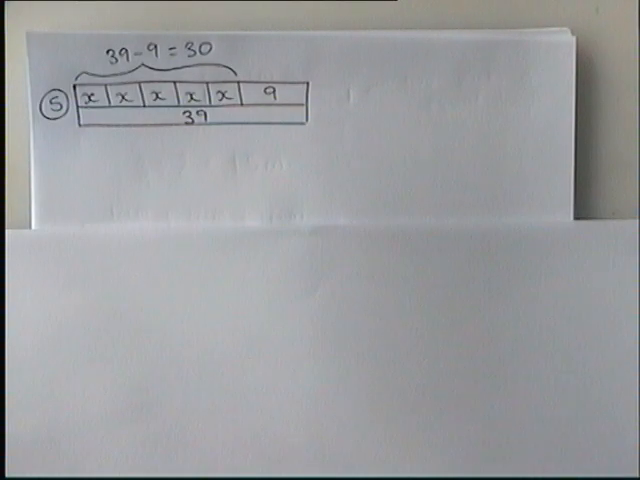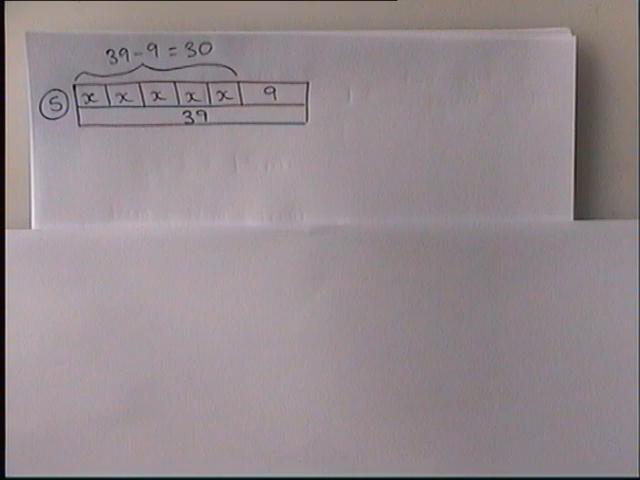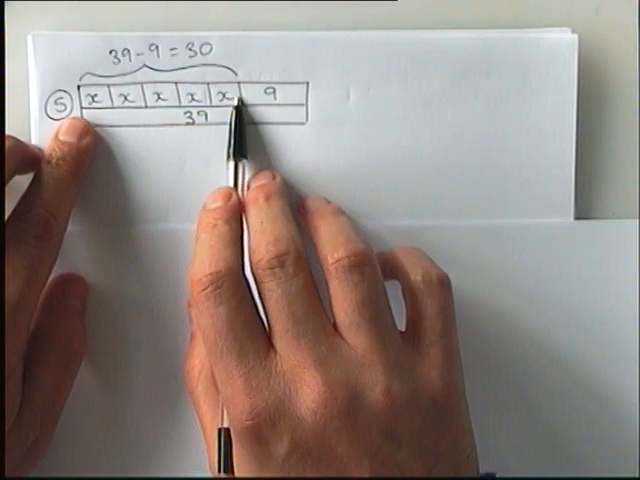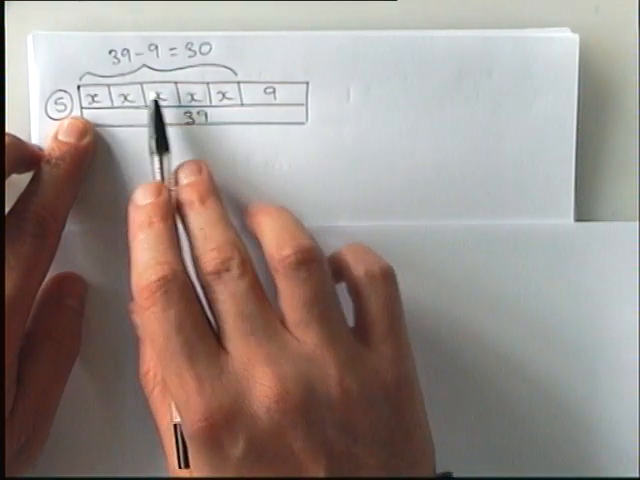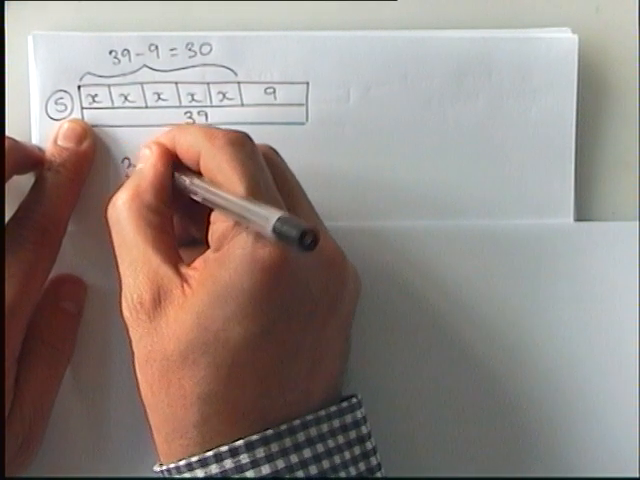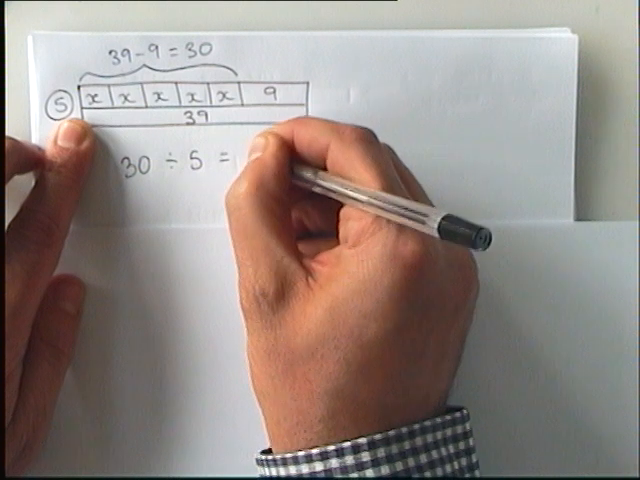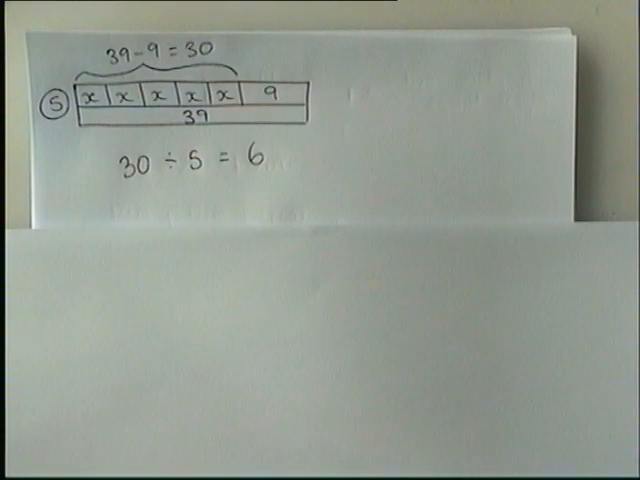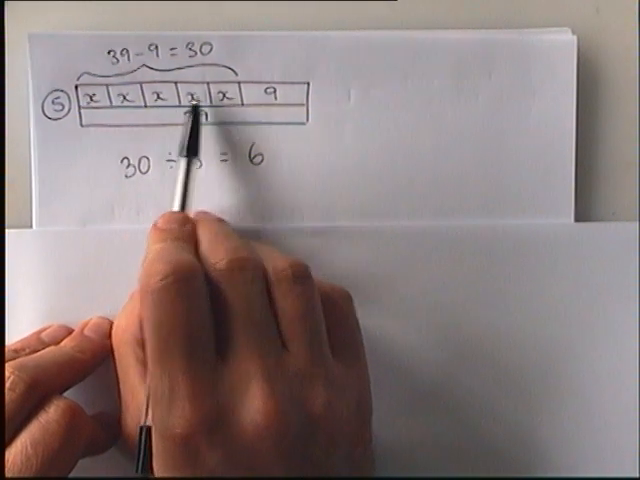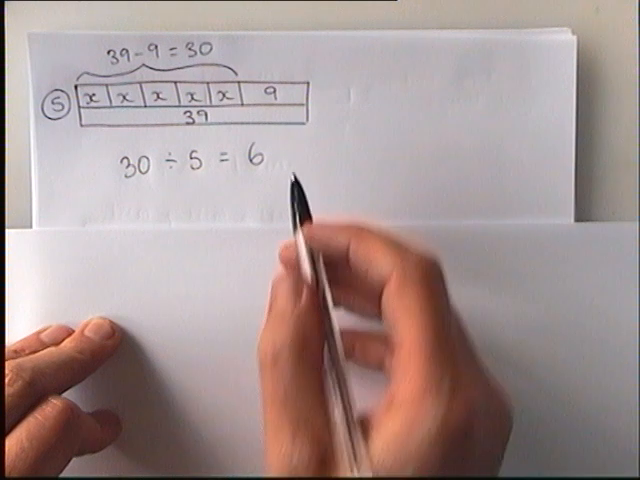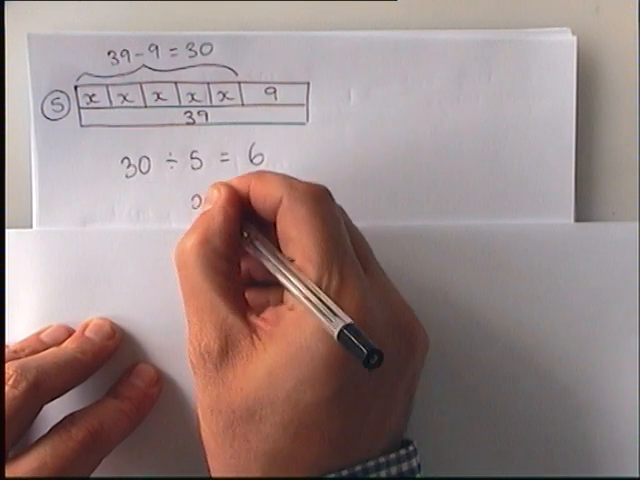So, same as before, we're going to try to work out what these 5 x's are worth by taking the 9 away. 39 minus 9 is 30, like that. And then can you think what we're going to do? Well, if 5 x's make 30, split that 30 into 5 equal pieces, and you end up with the answer 6.